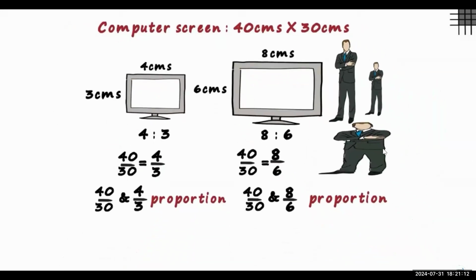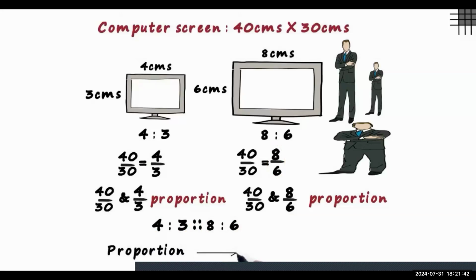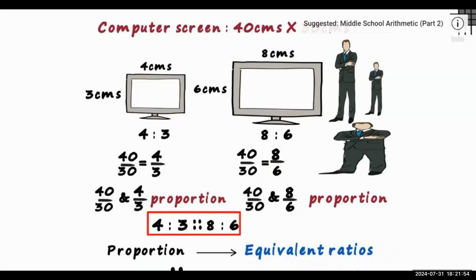There's a special way to write it. We write it as 4:3, 2 colons, and 8:6. 4:3 simply is the ratio 4:3, and 8:6 is the ratio 8:6. And these two colons in between are used to denote equal ratios. It tells us that this ratio is equal to this ratio. Remember, proportion simply means equivalent ratios. And this symbol means the same as or equal to. So this can be read as 4:3 is the same as 8:6.